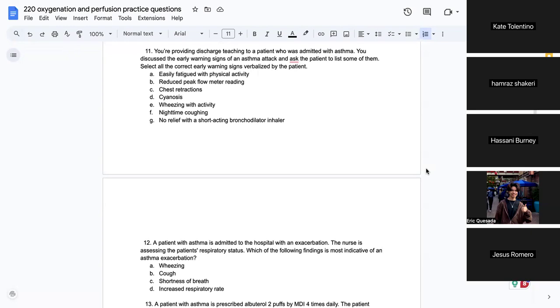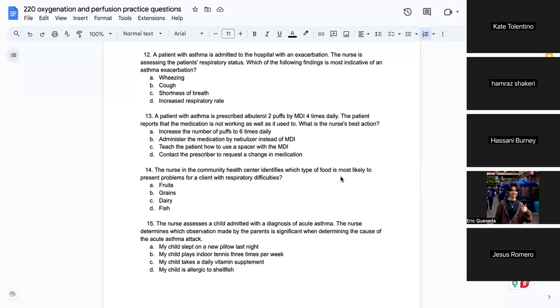Alrighty, guys. So for number 11, it's A, B, E, and F. So we have easily fatigued with physical activity, a reduced peak flow meter reading, wheezing with activity, and the nighttime coughing.